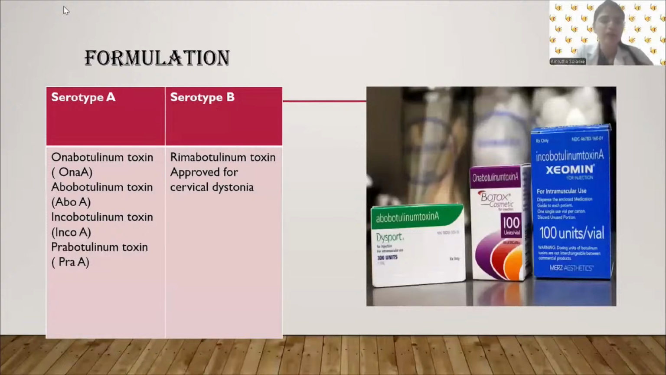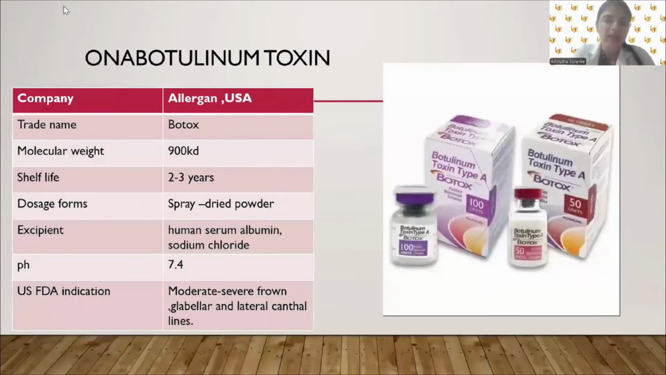Coming to the formulation, there are two formulations. One is the serotype A and B. The A are ONA, ABO, INCO, and Pro botulinum toxin, whereas serotype B is Rima botulinum toxin, which is approved for cervical dystonia. Coming to ONA botulinum toxin by company Allergan USA, the trade name is Botox.